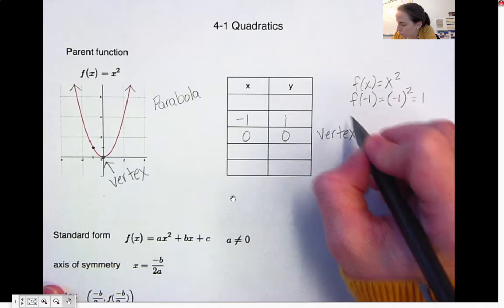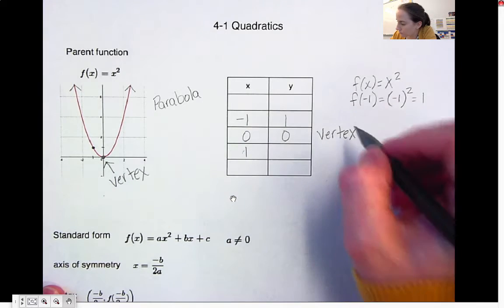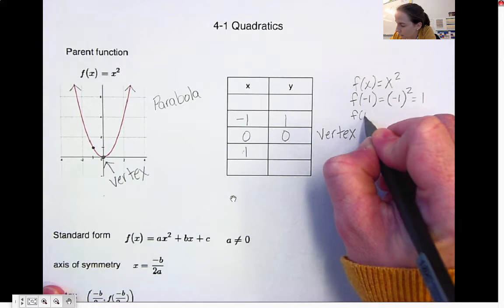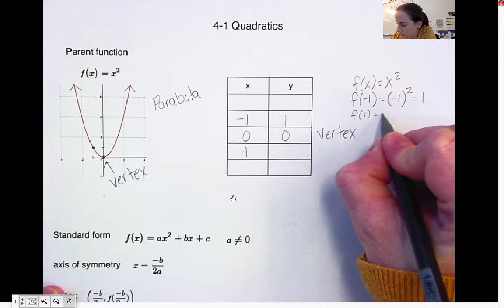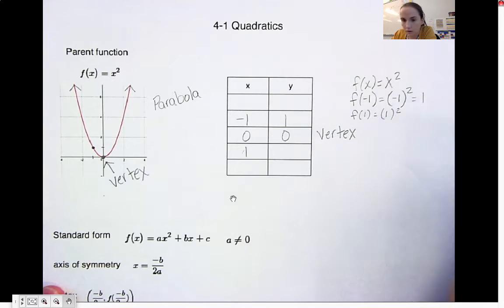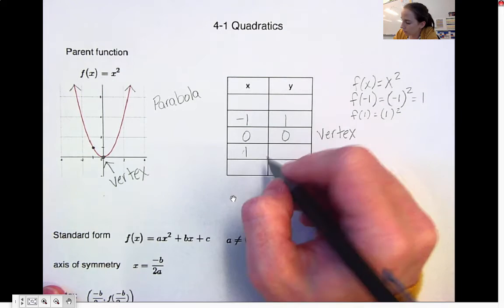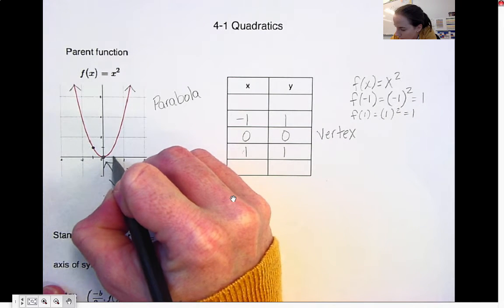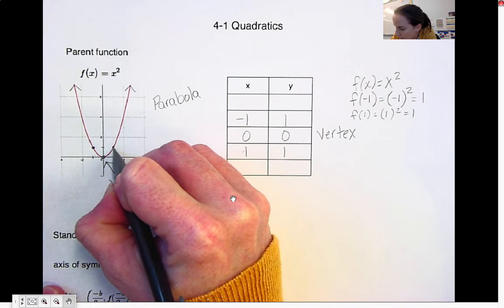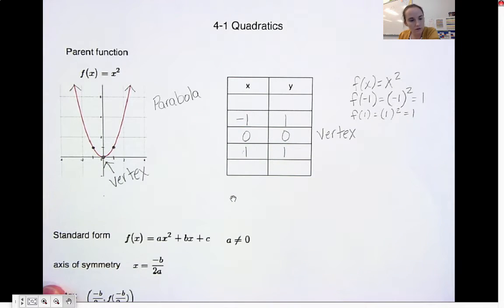If I wanted to find what happens at 1, I would do the same thing. So f at 1, go back to your original function. If I plug in 1 for x, I get 1 squared. And 1 squared is 1. Therefore, at 1, I am at 1, and I'm forming the parabola.